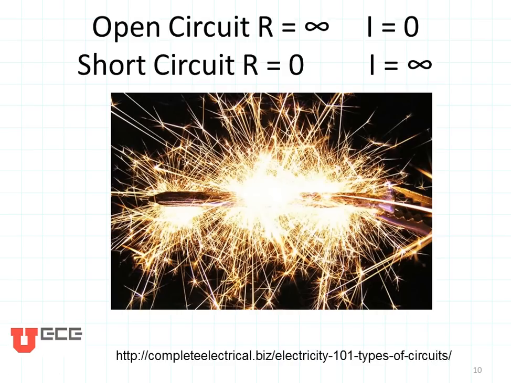Now let's go back to our idea of the open circuit and the short circuit. If I have an open circuit, my current is 0. My circuit may not work, but at least it's not going to run away with me. A short circuit, on the other hand, has a very small resistance, but an extremely high current. That's what can actually do you some damage.